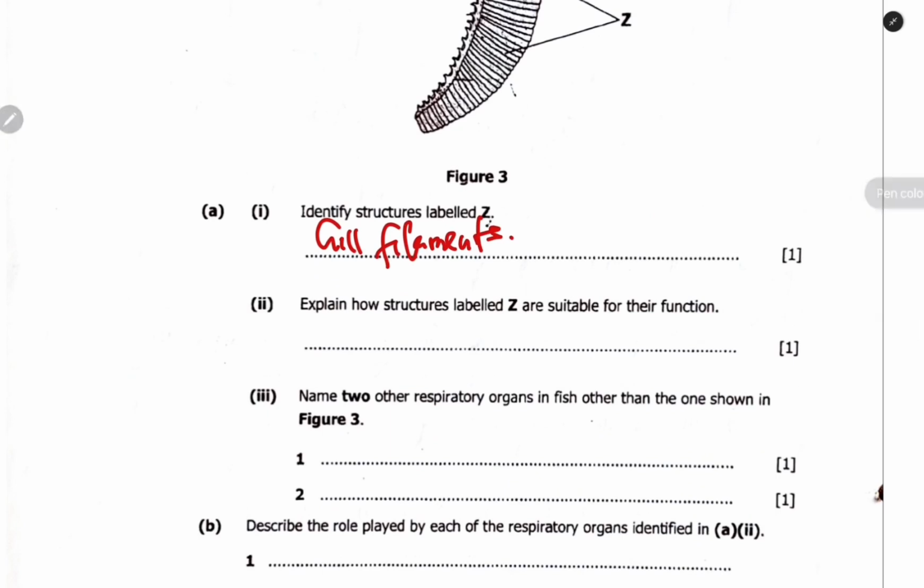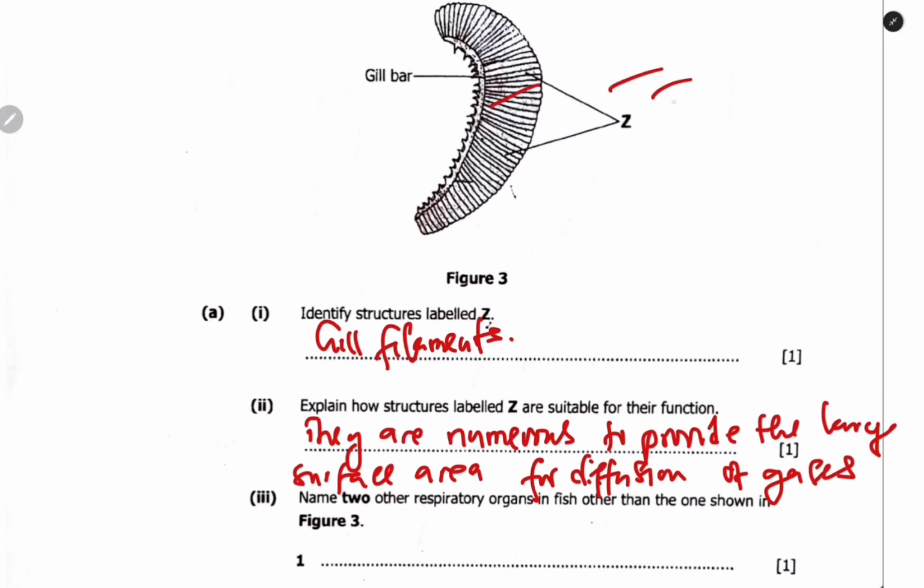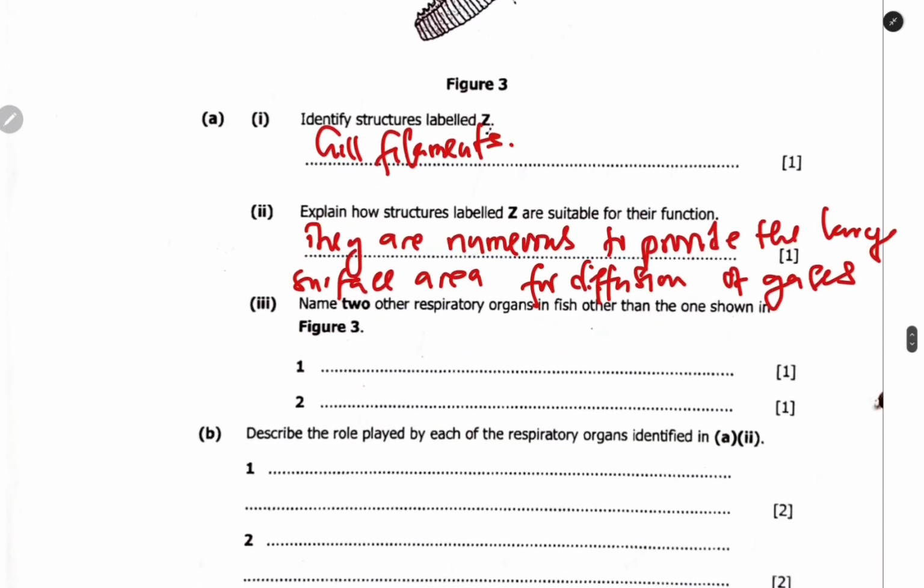Now, explain how the structures Z are suitable for the function. In short, they are asking us to give the adaptation of gill filaments. They are numerous in number to provide a large surface area for diffusion of gases. Look at this. These that you are seeing, they're all filaments. You've seen they're a lot in number. In short, they are numerous, and that increases the surface area for gaseous exchange.